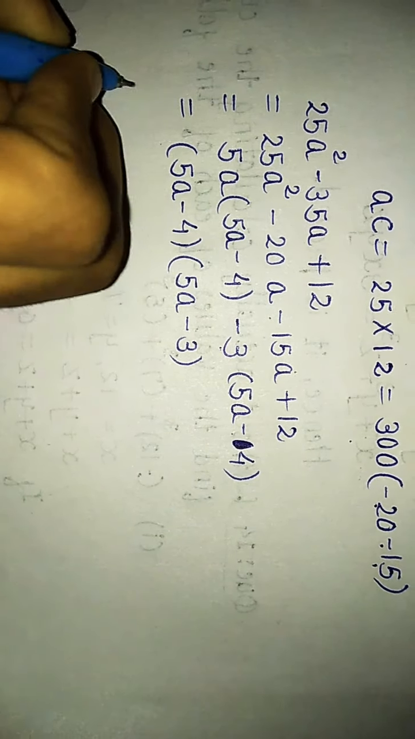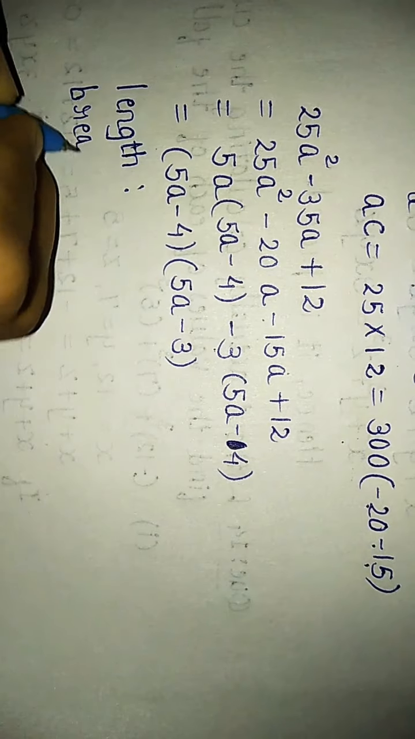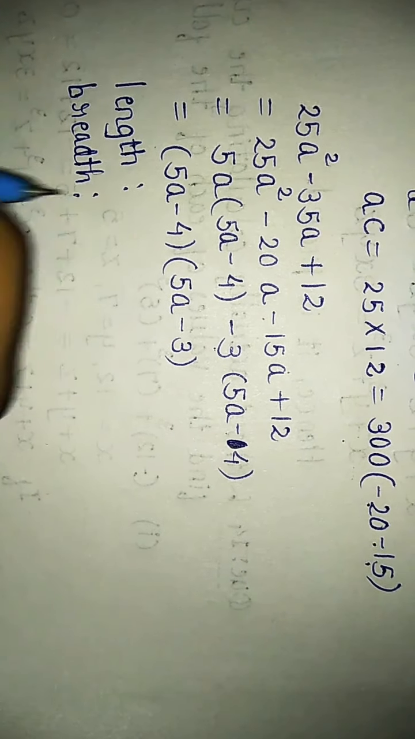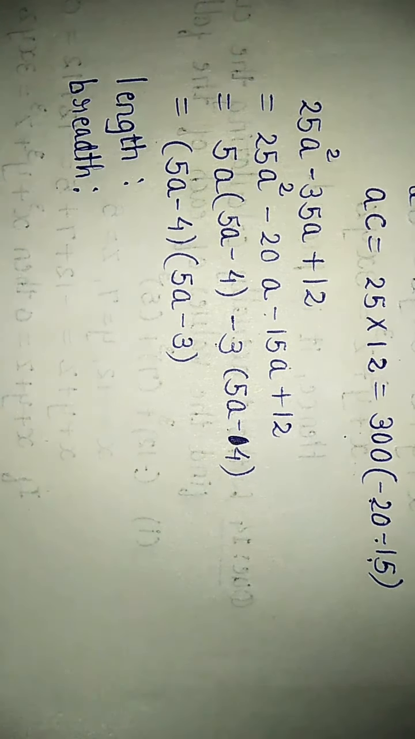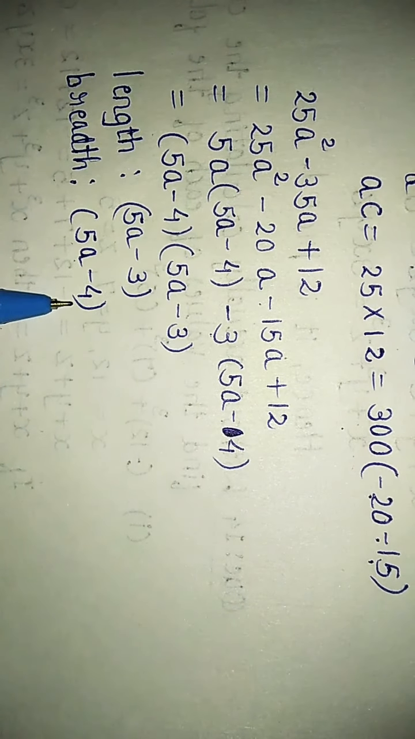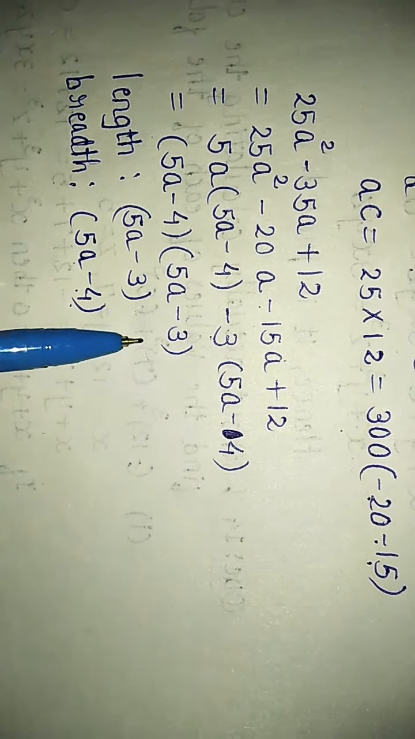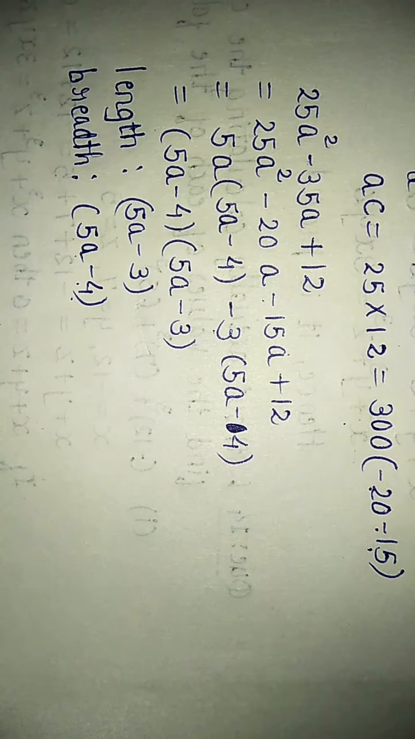Now we have to write length and breadth. Which will be length and which will be breadth? We know that length is bigger than breadth. Which is the bigger of these two? This 5a minus 3. So this will be length and breadth will be 5a minus 4. Now don't think that 5a minus 4 is bigger. Why? Because it is minus 5a minus 3, so only 3 is subtracted, here 4 is subtracted. That means 5a minus 3 is bigger. So that is length. This is the first sum.